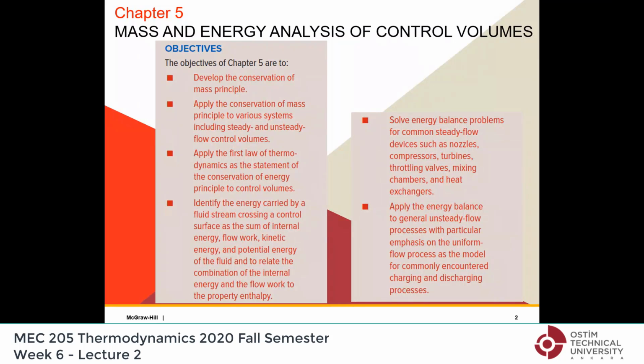Meaning, in chapter 4, the systems did not involve any mass transfer, but in chapter 5, the systems that we will deal with will involve mass transfer as well as heat transfer and work interactions. Okay, so what are the objectives in this chapter?